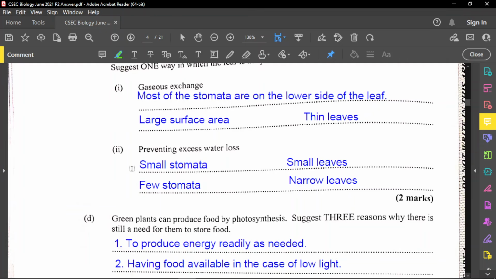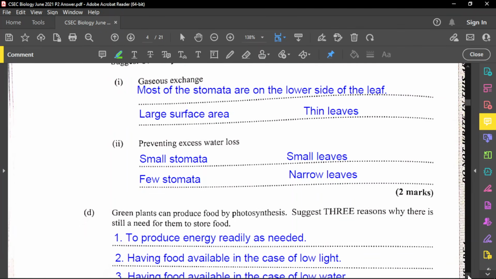Of course, higher wind will increase the rate of transpiration, and so smaller stomata is good. Fewer stomata is also good. A small leaf is also good, and narrow leaves are also good. Anything to reduce the number of stomata or surface area will also prevent excess water loss or reduce transpiration. So anything along that line, once you state it properly, you will earn your marks.